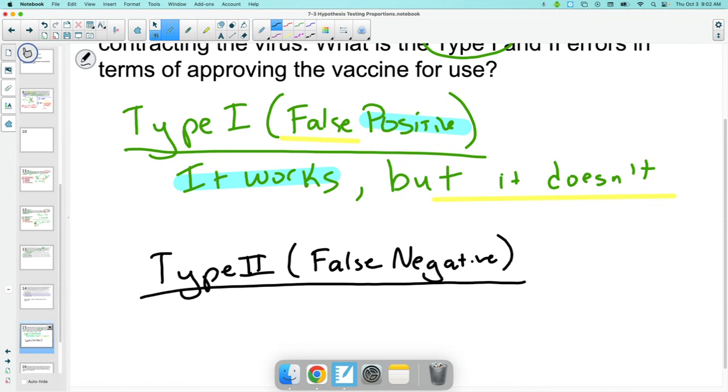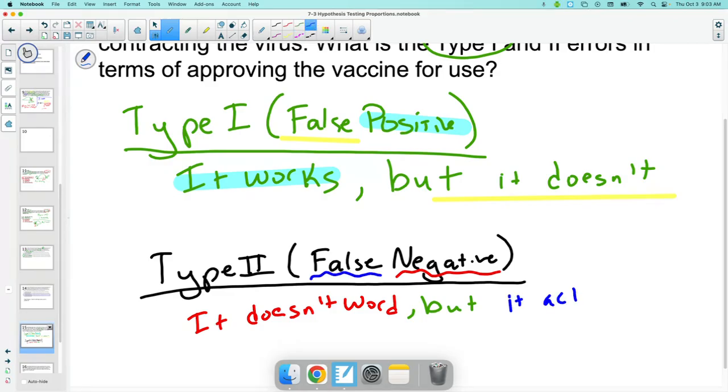I don't think it works. My thought is negative, right? The negative portion is that it doesn't work, right? The vaccine does not work. But the false part of that is saying, oh, it actually does. And it's a false negative, the type 2 error. Okay, just kind of getting around that kind of phrase in general, right?